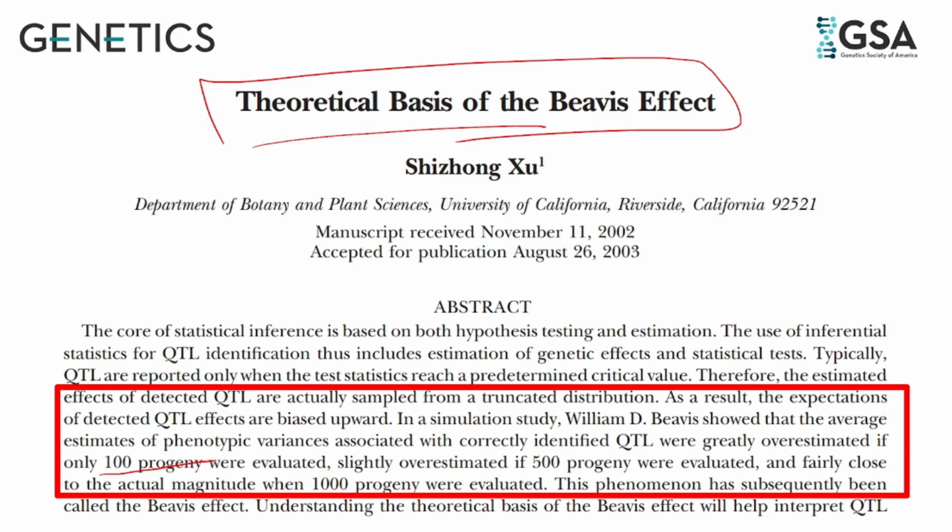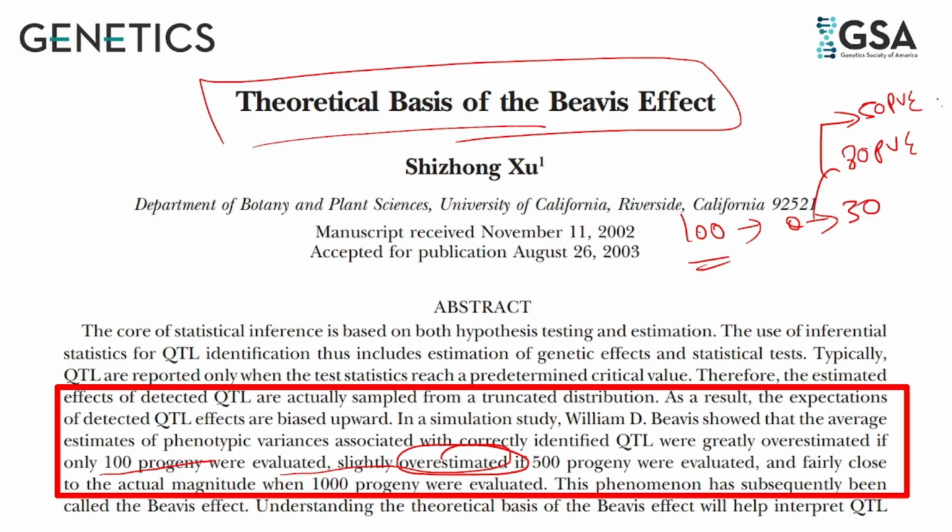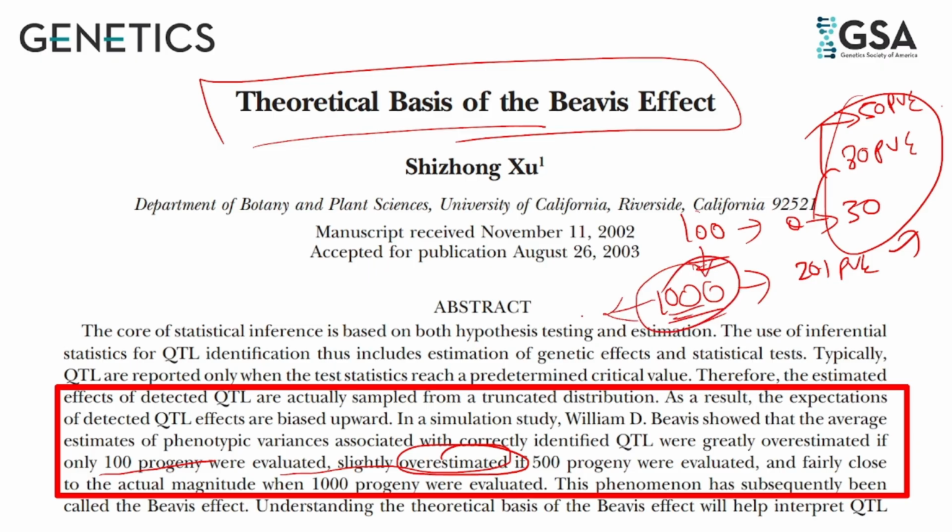If you use 100 progeny, the QTL estimates are slightly overestimated. For example, using 100 individuals, you get some QTL, and you may see 30, 80, sometimes 50 percent phenotypic variance explained. That is overestimation. If you use the same marker with 1000 individuals, you may get around 20% PVE, or it may not be; these are arbitrary values. But the core concept is that if you use more individuals in the mapping population, the precision of QTL mapping will increase. That is called the Beavis effect.